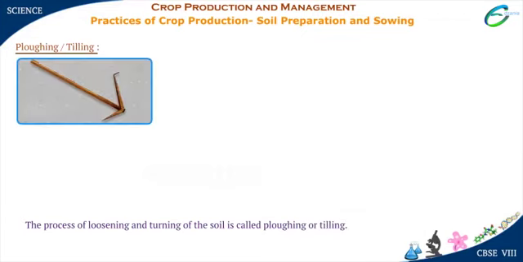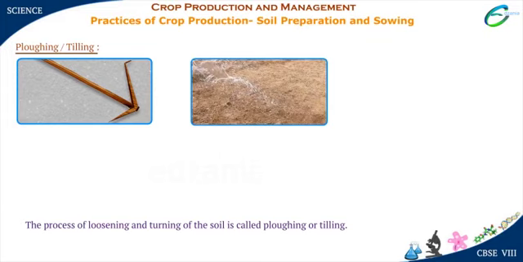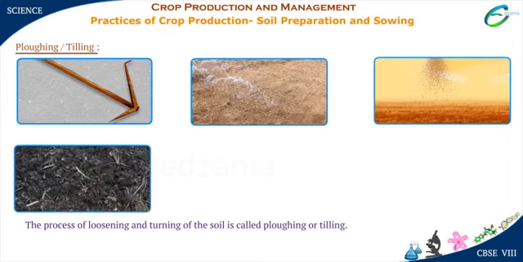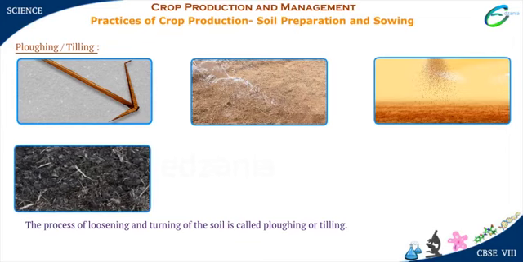Plows are made of wood or iron and are used for plowing. If the soil is very dry, it needs to be watered before plowing. Sometimes manure may also be added to the soil before plowing. This helps in proper mixing of the manure with the soil.